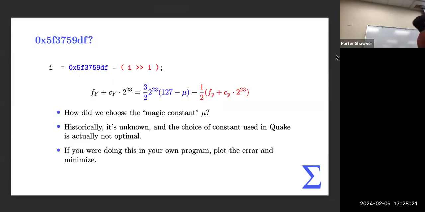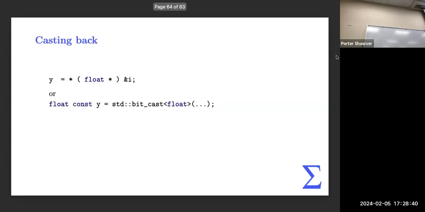But the mu that they use here, this constant, is actually not optimal. Once this was released and people started to get their brain around what was going on, they did exactly this: they implemented it, but they let that constant vary, and they found constants that were more optimal than the one they chose, but it's good enough for their purposes.